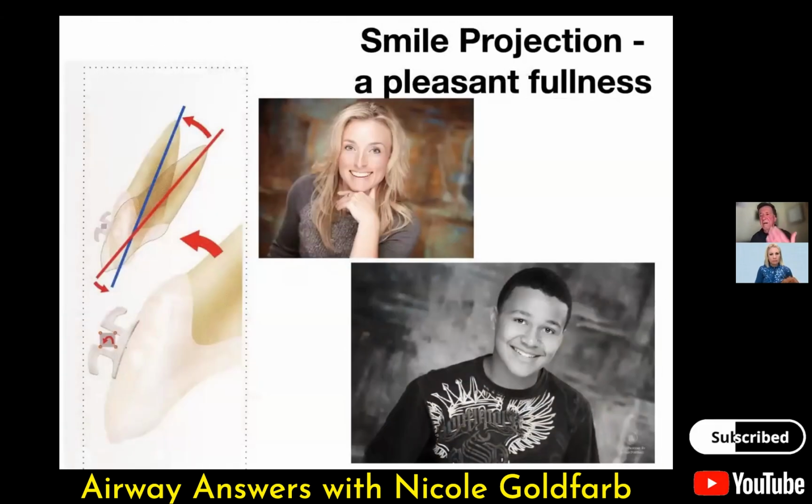And so we want smile projection. When we look at angles, and even on aligners, we do this with all the anteriors. We bring them forward by adding torque features on all the anterior teeth, some more, some less, based on what the need is.